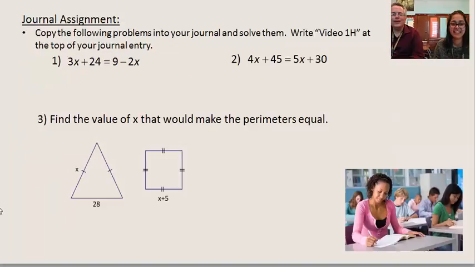Okay, here we go. Here's today's journal assignment. So we've got 3 problems. The first 2 are just solving the equations, so copy them. Make sure you label the video as video 1H. And the last one is geometry. Copy the figures and then write an equation for the third one, and find which value of x will make the perimeters equal.